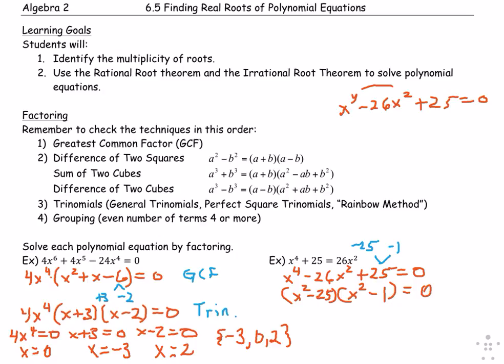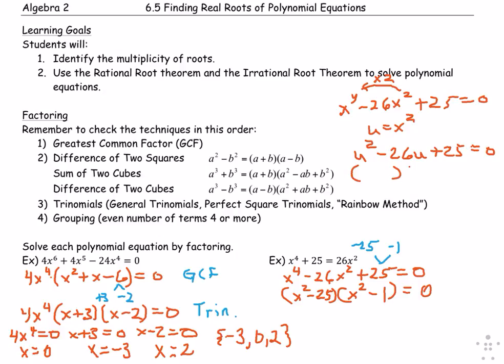So when this one is double this one, then it will factor. And I could say that u is equal to x squared. Now when I substitute that, I get u, and now it's squared because u to the fourth, like this, minus 26u plus 25, and now it's like a typical quadratic trinomial.